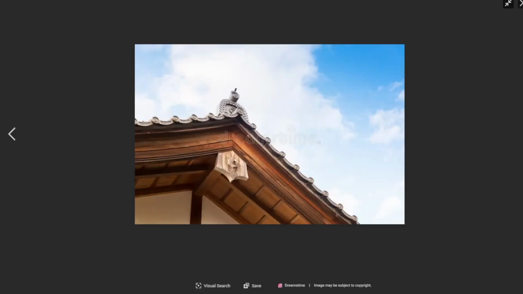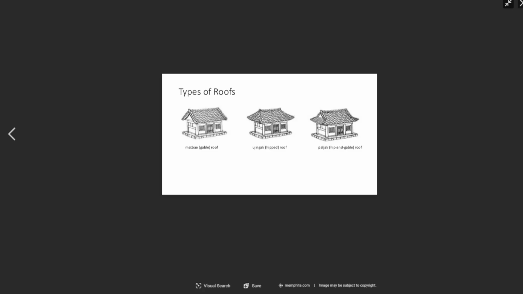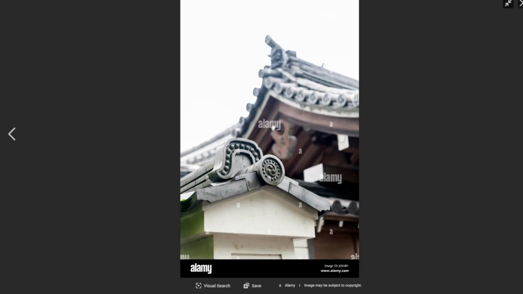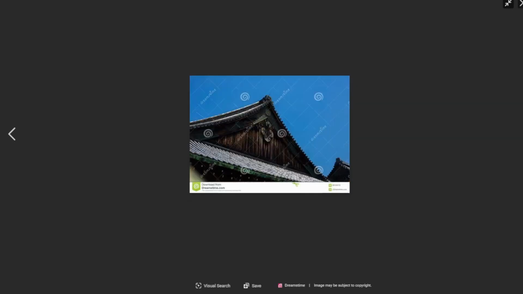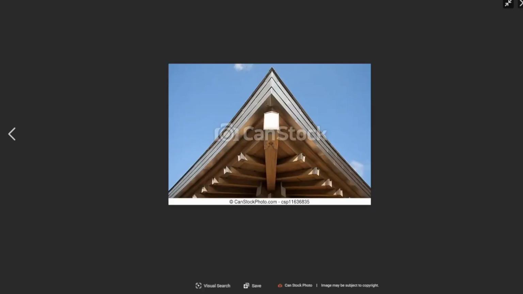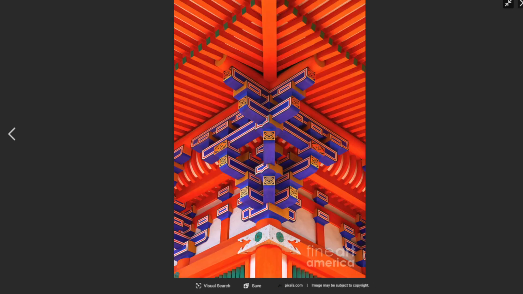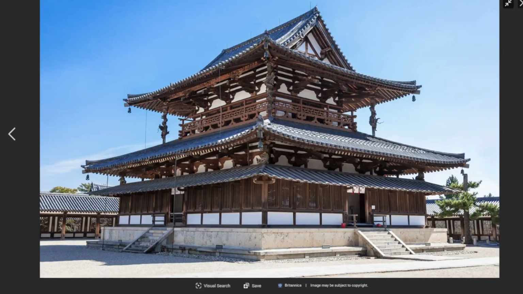Pagoda roof. The pagoda roof is a multi-tiered roof style that is commonly used in Buddhist temples. It features multiple layers of eaves with upturned corners that resemble layers.